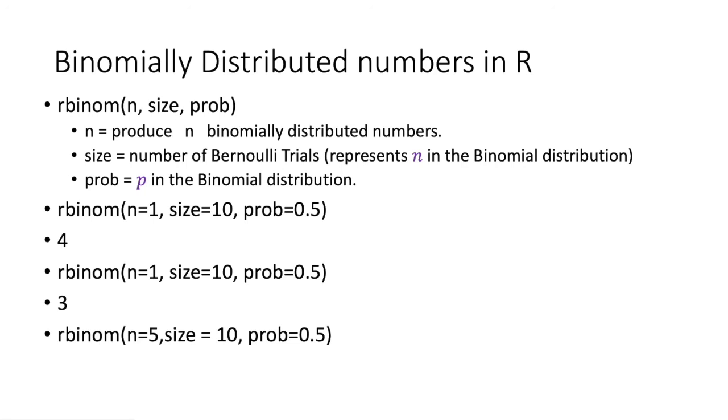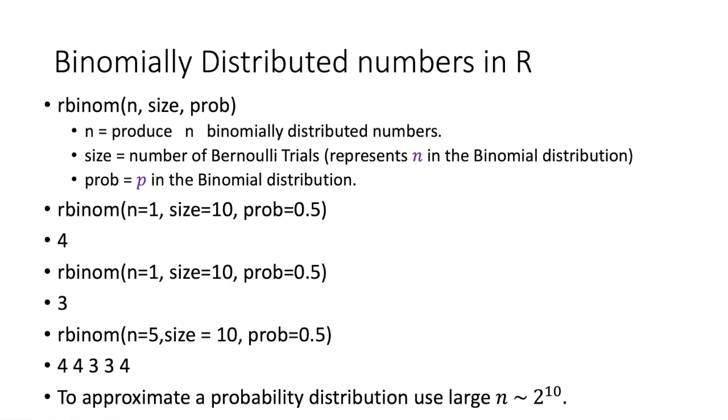So next, if you change n to 5, it means you want 5 binomially distributed numbers together. And here they are. If you want to see how a binomial distribution looks like with the given parameters, you must set n to be really high, like 2 to the power of 10, because that almost covers the entire sample space, and you can reliably count which number appears with what frequency. Then you can use R plotting functions to generate the plots like the ones that you saw a couple of slides back.